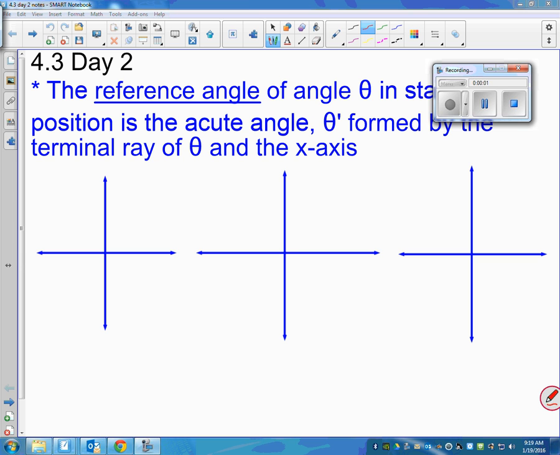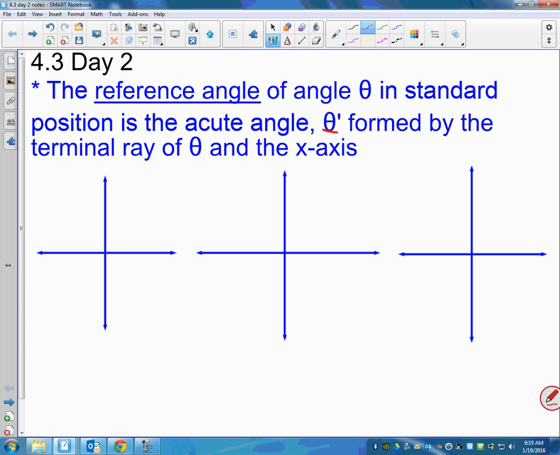This is the definition here. A reference angle of theta in standard position is the acute angle, we're going to call that theta prime, formed by the terminal ray of theta and the x-axis. So a reference angle is an acute angle made from the terminal ray of the angle and the x-axis.